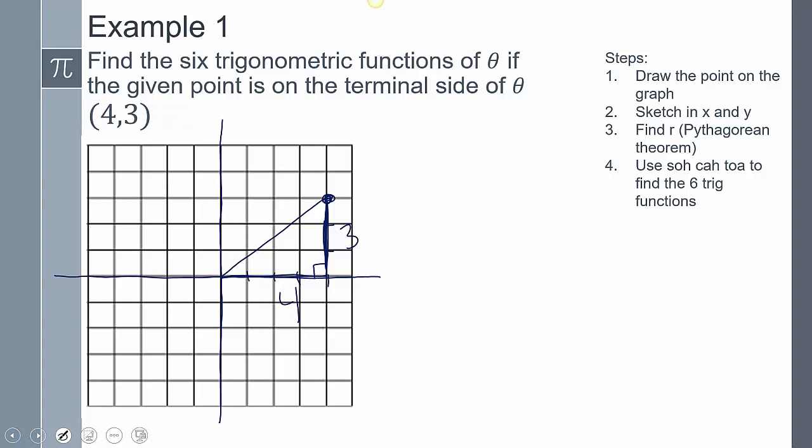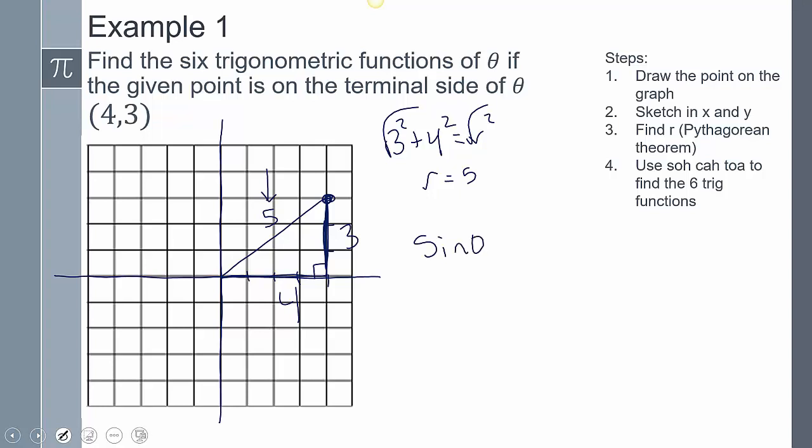Now I could use the Pythagorean theorem to find my radius. So 3 squared plus 4 squared equals my radius squared. Square root both sides, so you're going to get r equals 5. And then I could use SOHCAHTOA to find all the 6 trig ratios.